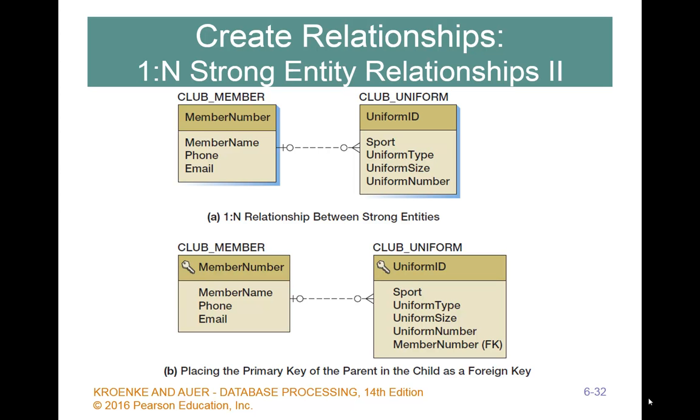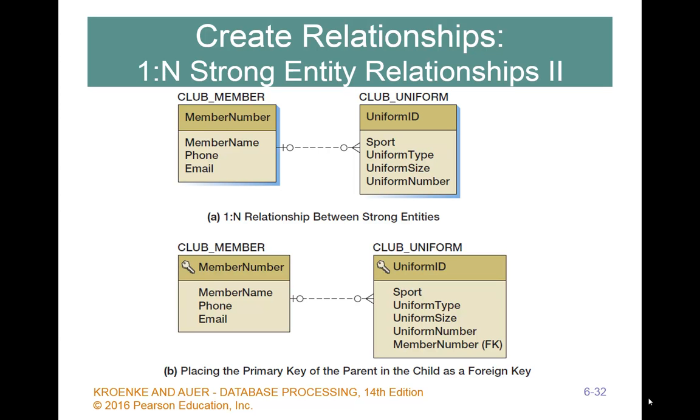It's very important that you notice that this is considered a non-identifying relationship. Because it's non-identifying, the foreign key placement is again just a foreign key and not a composite primary key, as it would be if it were identifying between member number and uniform ID. So again, this is what we do: always place the primary key of the parent into the child on the many side.